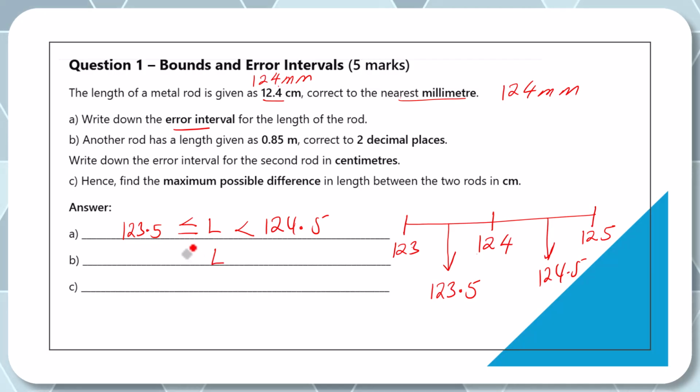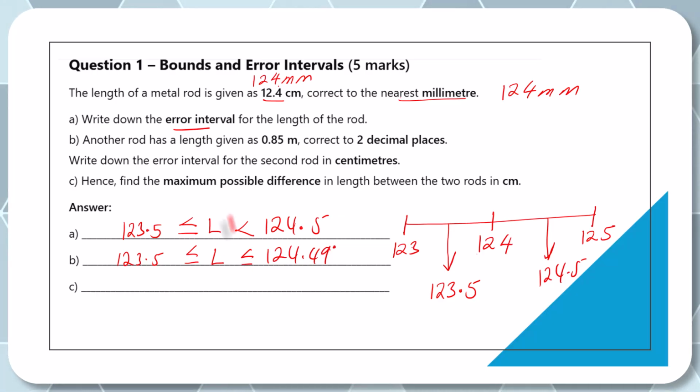Another way of writing this, you can write bigger than or equal to 123.5, but less than or equal to 124.4999 or 124.49 recurring. So this is still acceptable, but take note, I'll put equal here as well.